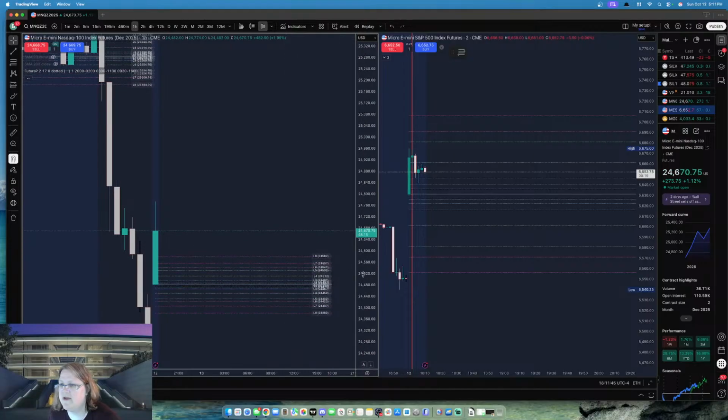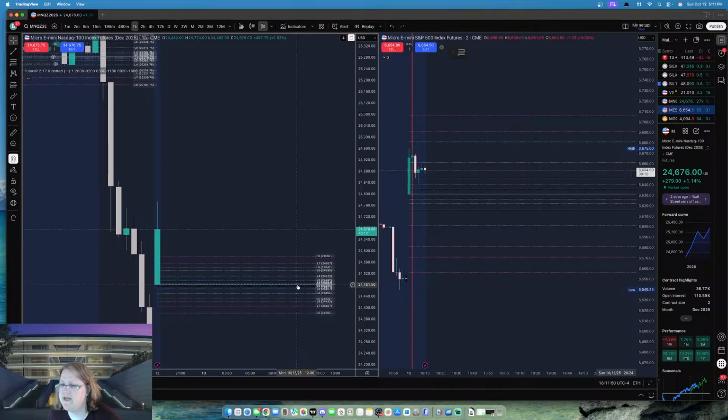You can see right here, it calculated we opened all the way down here, which we did, and now we're 275 points higher, which is great. I hope this gap holds tonight, because if it does, then that means that my call for tomorrow will be in pretty good shape.